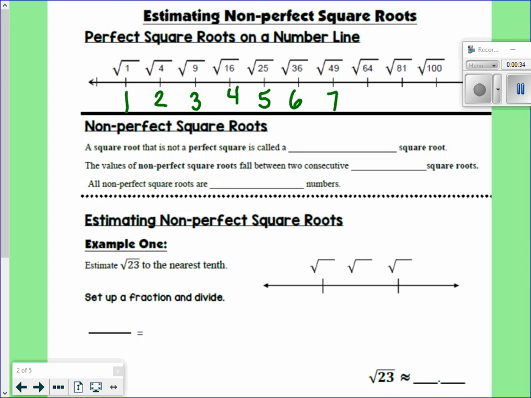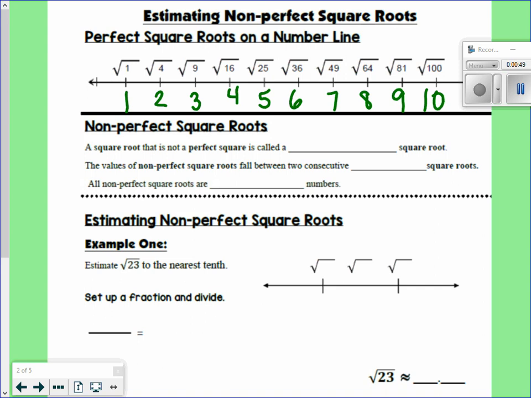Square root of 64, 8. Square root of 81, 9. Square root of 100, 10. Okay, we're going to use this number line. It's going to be helpful. Okay, so Friday was perfect squares. That's what your homework was, right?